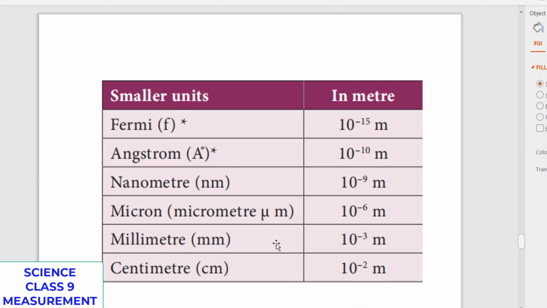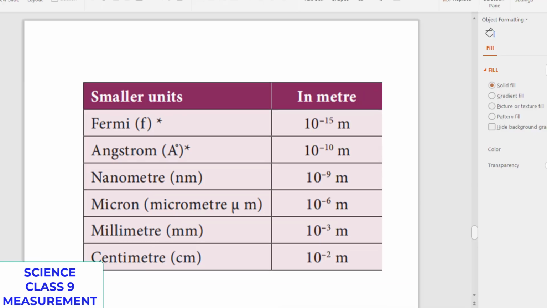Okay, you should not confuse micro and mega, is it not? Micrometer can also be called as mu-m, 10 to the power of minus 6 meter. Millimeter, it is mm, that is 10 to the power of minus 3 meter. And centimeter, it is cm, 10 to the power of minus 2 meter. Okay, these are all the smaller units. Look at the table and you have to be familiar with the powers. Sometimes the questions asked on powers may confuse you, so you have to be very familiar with the powers of the units.